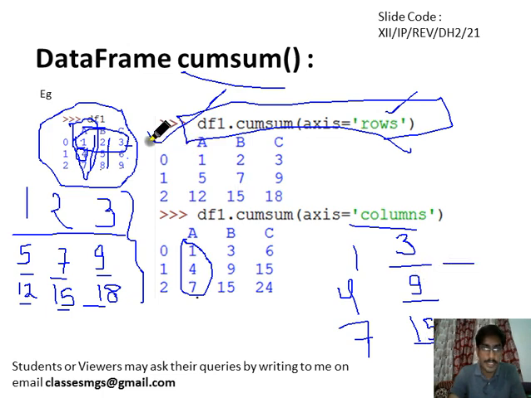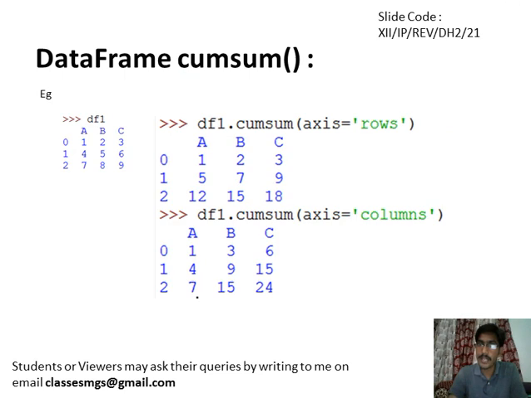For this particular position, 3 plus 2 plus 1, what will be the value? 6. For this position, 6 plus 5 plus 4. 6 plus 5 is 11, 11 plus 4 is 15. And for this particular value, 9 plus 8 plus 7. 9 plus 8 is 17, 17 plus 7 is 24. So you will write 24. So this way you can use the cumsum method. Okay, so let me move ahead.